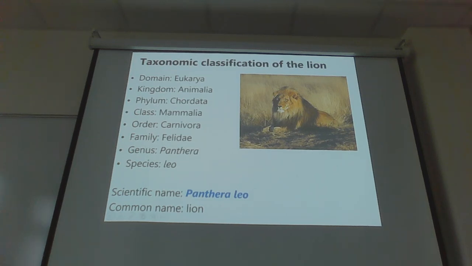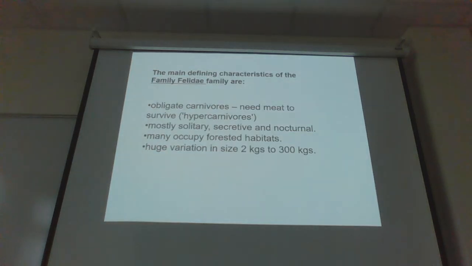So up to this point, basically, we're pretty much the same. Our classification will be the same. For instance, giving you an example, I was telling you the defining characteristics of the family Felidae. These are just some of them. There are many more to it. They're obligate carnivores, need to eat meat to survive. They're actually called hypercarnivores. They're mostly solitary. They like a solitary life. Typically, but not always, occupy forested habitats. They're mainly nocturnal, okay?